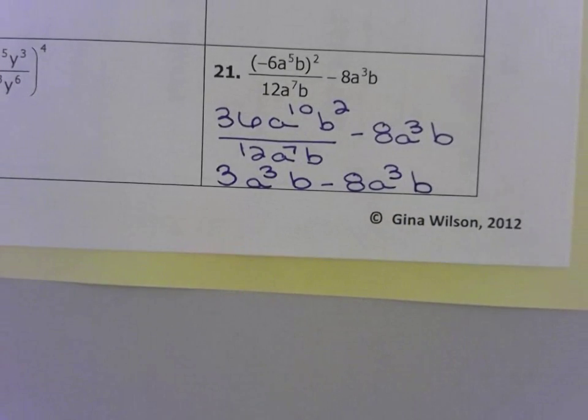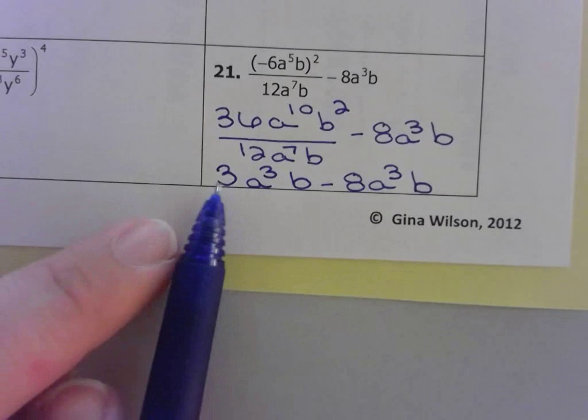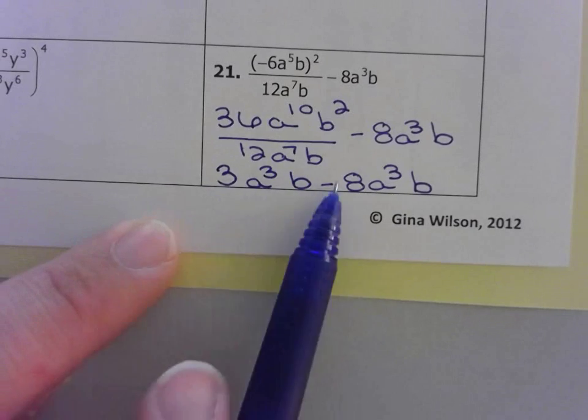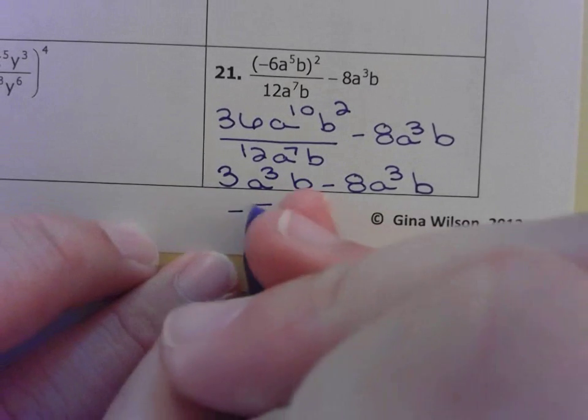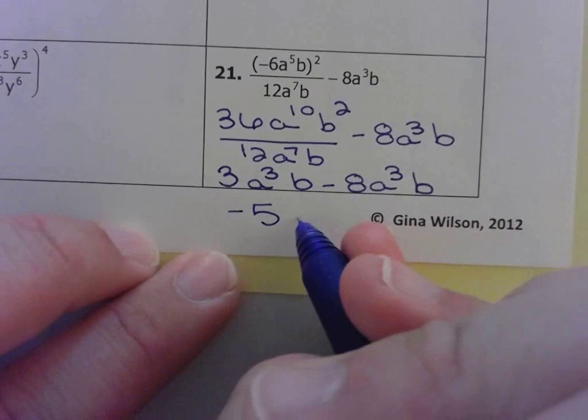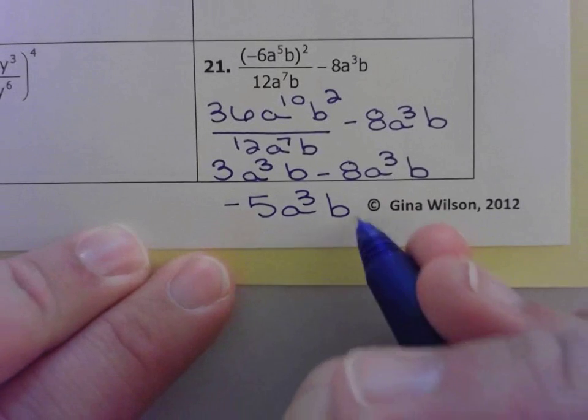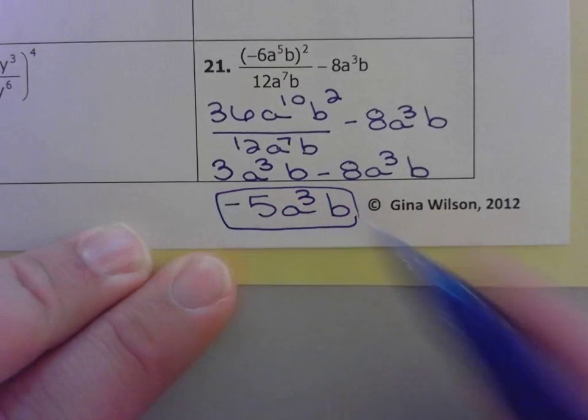Now, I did the division part. I notice I am subtracting two monomials. Can I actually subtract these two? Yes, they are the exact same, A to the 3rd B, so I can actually subtract. So, listen up. 3 minus 8, you subtract the coefficients. 3 minus 8, negative 5. Now when you add or subtract, you do not change your variables and exponents. So it's negative 5, a to the 3rd, b.